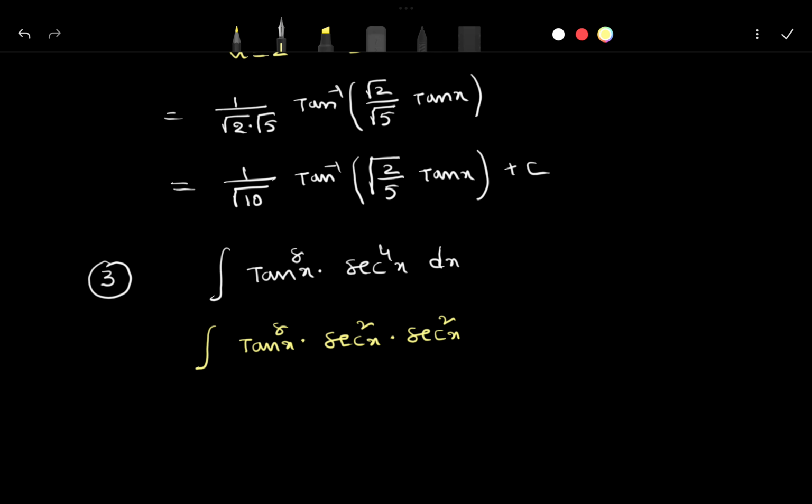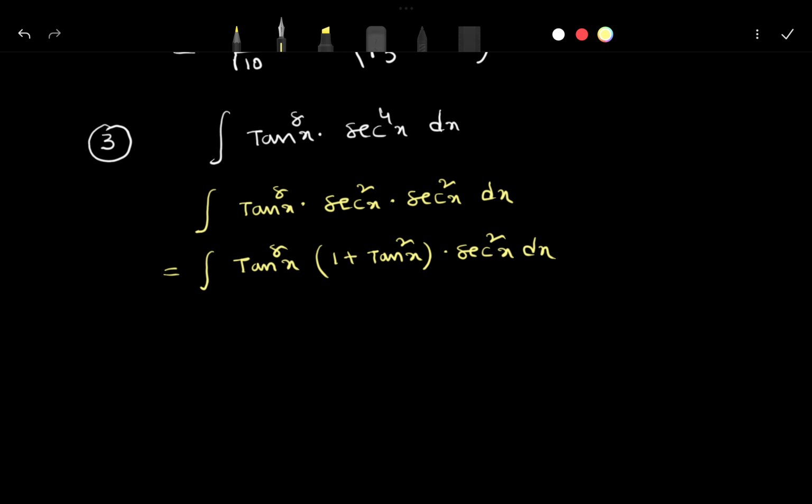Now you replace one secant square x in terms of tan. You know what is secant square x in terms of tan? This is tan x whole to the power of 8 into, for one secant square value, I will write 1 plus tan square x, into secant square x into dx. I hope it is very clear to all of you.